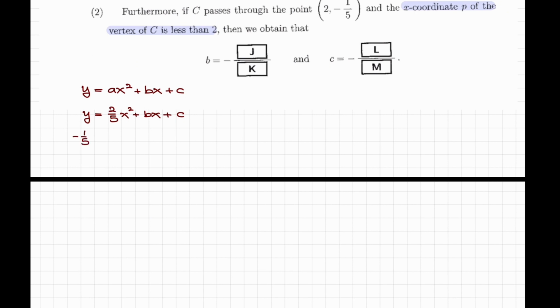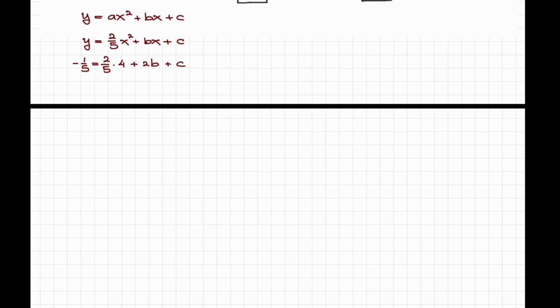-1/5 equals 2/5 times x squared, where 2 squared is equal to 4, plus bx, our x is 2, so 2b plus c. If you simplify it, you can move 8/5 to the left hand side. So you will obtain -1/5 minus 8/5. You obtain -9/5 equals 2b plus c. So 2b plus c is equal to -9/5.